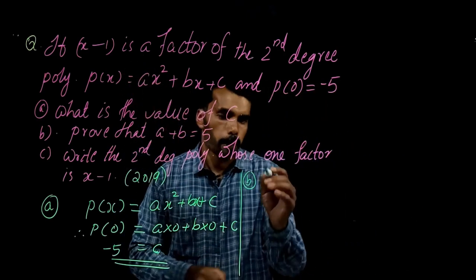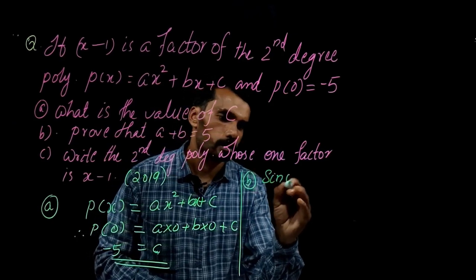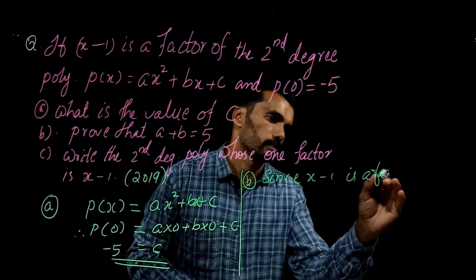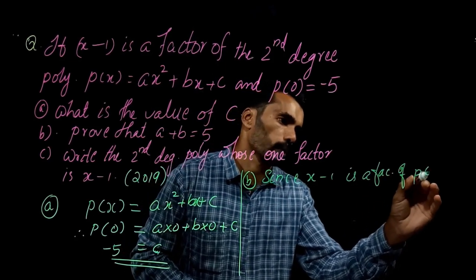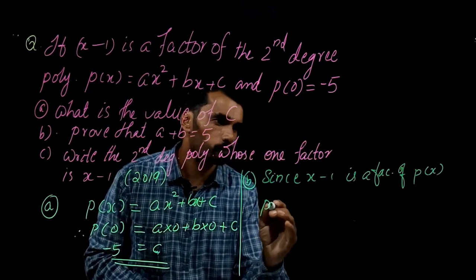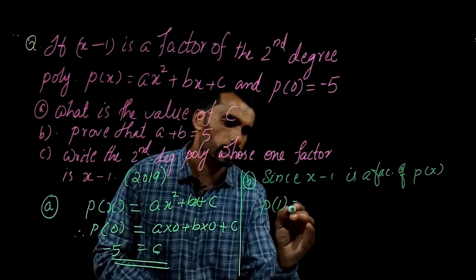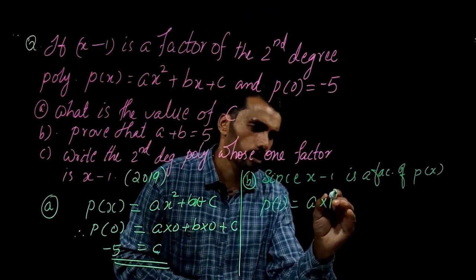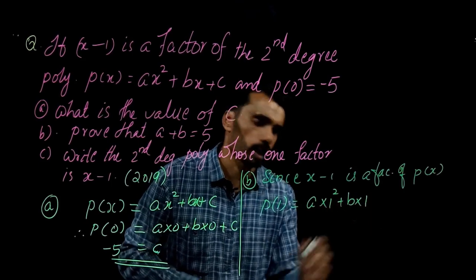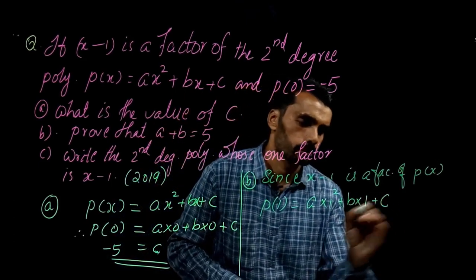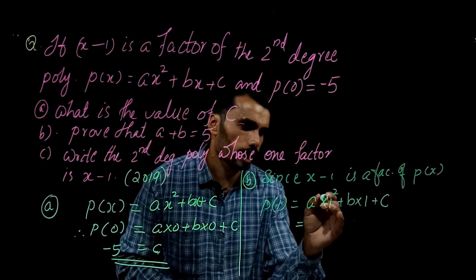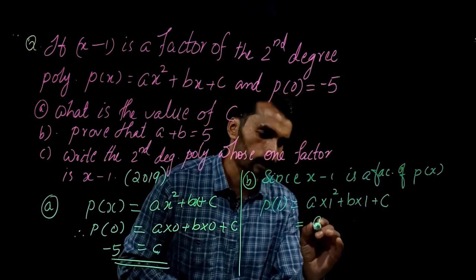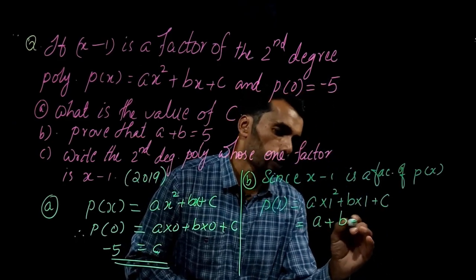So here, since x minus 1 is a factor of p of x, then p of 1 is equal to a into 1 square plus b into 1 plus c. Now this is equal to a into 1 square, that is 1 square is 1, a into 1 a itself, plus b into 1 plus c.